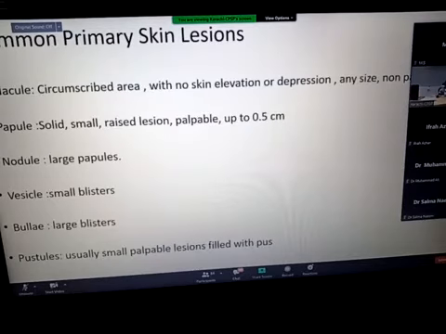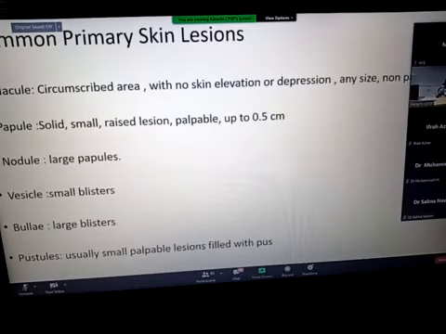We call it nodule. There is another type of lesion which is called vesicle. These are lesions which contain fluid. If they are small fluid containing lesions, they are called vesicles. If they are large fluid containing lesions, they are called bullae. Another type of lesion is pustules. They are usually small, palpable lesions, and as the name shows, they are filled with pus. Pus-filled lesions which are palpable are called pustules. Plaque: large, flat, palpable lesions.